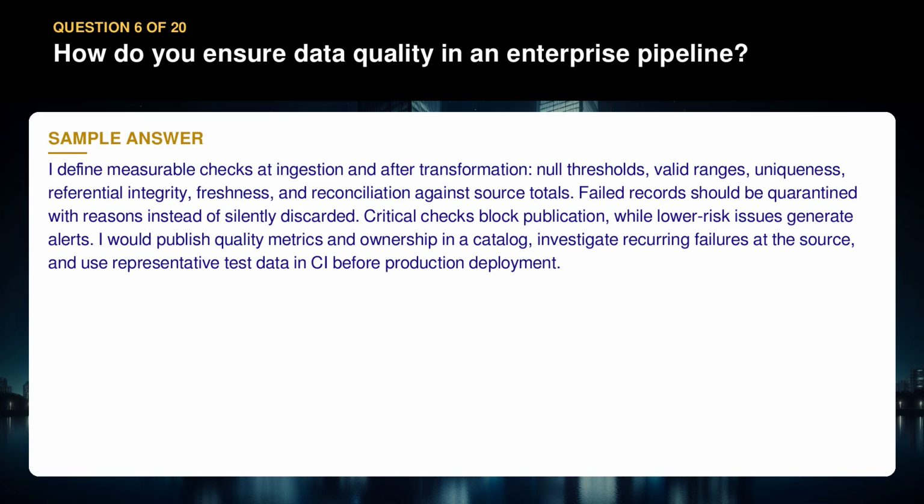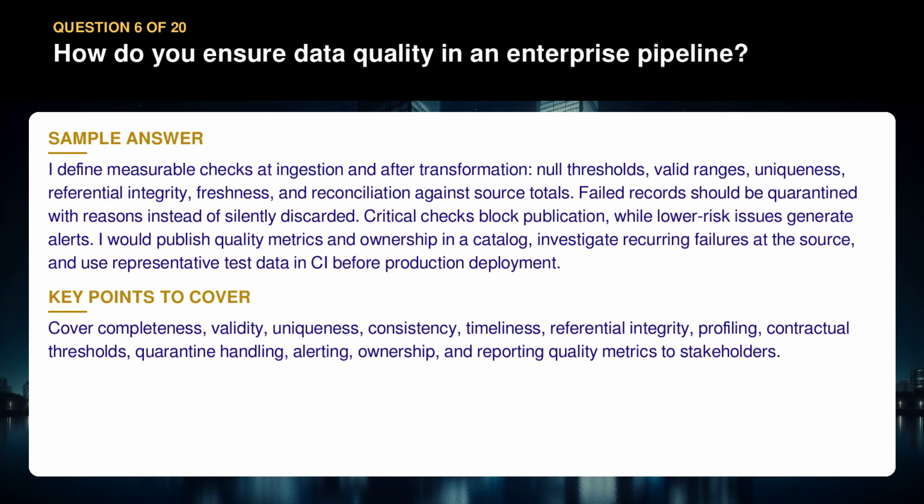I would publish quality metrics and ownership in a catalog, investigate recurring failures at the source, and use representative test data in CI before production deployment. Cover completeness, validity, uniqueness, consistency, timeliness, referential integrity, profiling, contractual thresholds, quarantine handling, alerting, ownership, and reporting quality metrics to stakeholders.